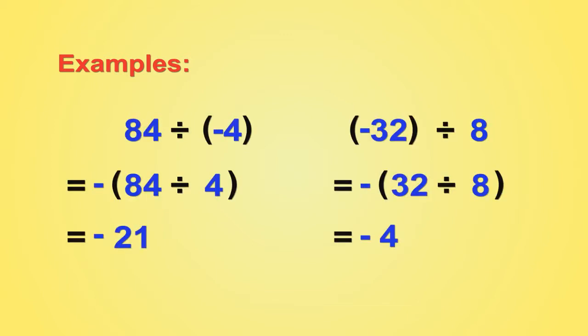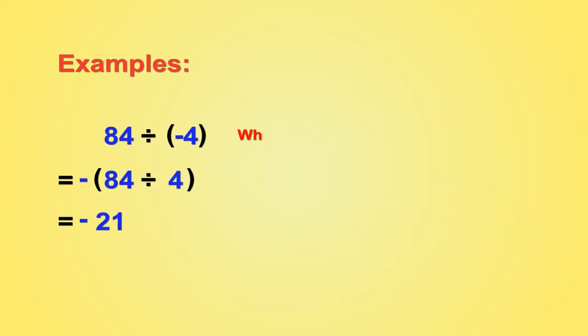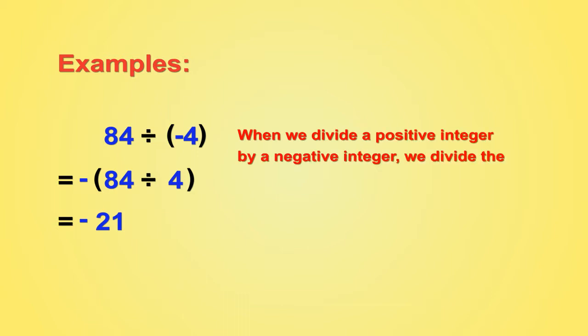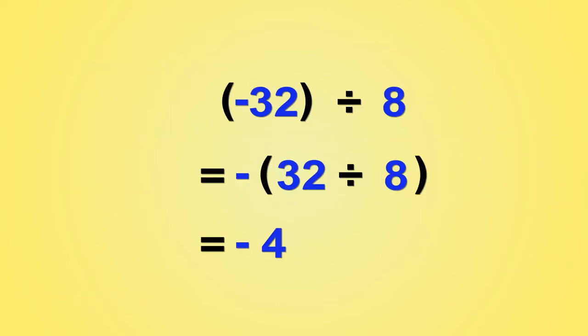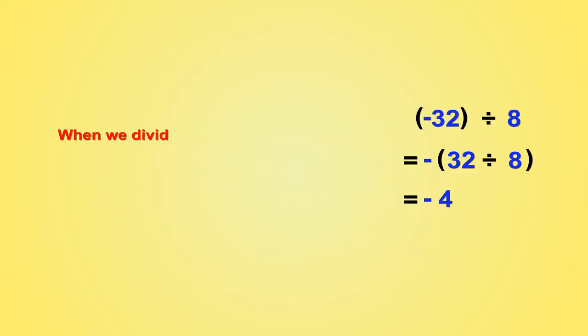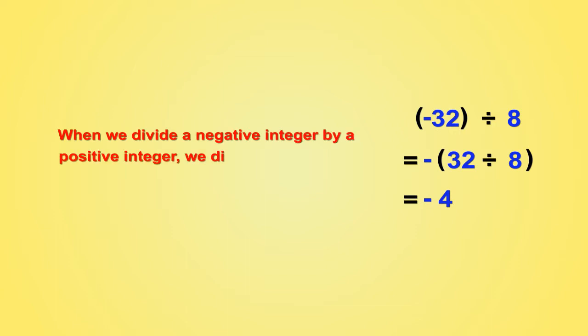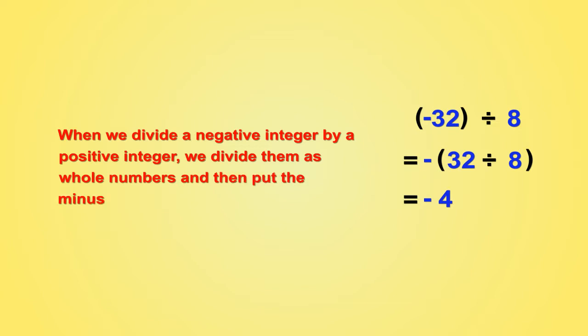From these examples, we observe that when we divide a positive integer by a negative integer, we divide them as whole numbers and then put a minus sign before the quotient. Similarly, when we divide a negative integer by a positive integer, we divide them as whole numbers and then put the minus sign before the quotient.